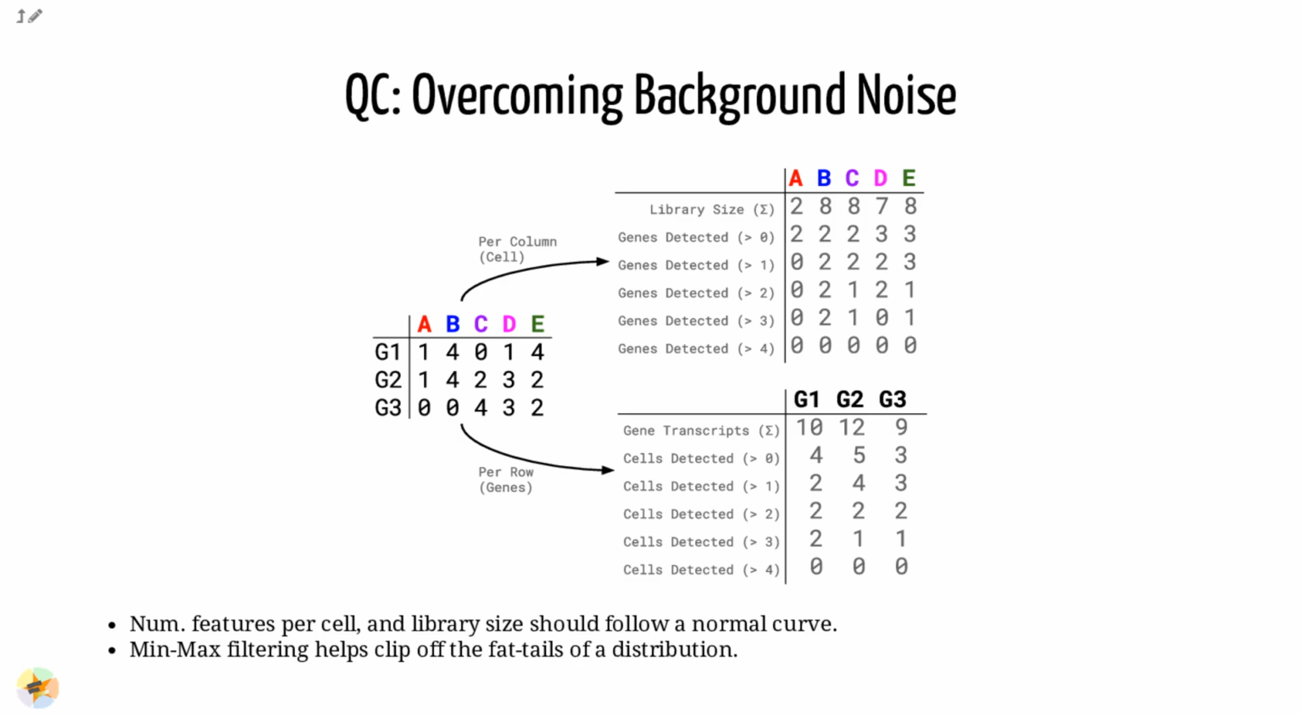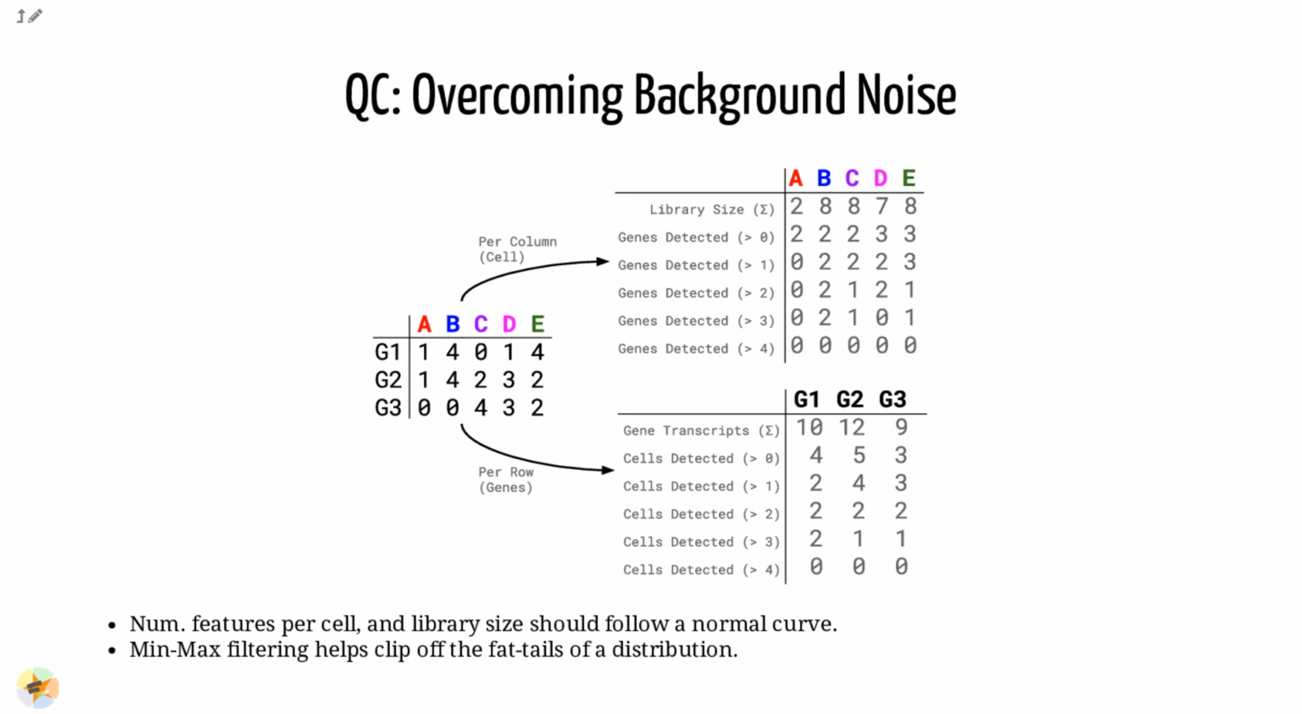The subsequent rows are the thresholds of gene detectability, displaying how many genes are detected in each cell for genes greater than the threshold amounts of 0 to 4. We see that even a threshold of greater than 3 transcripts detected in a given cell still keeps 3 cells in the analysis, B, C, and E.